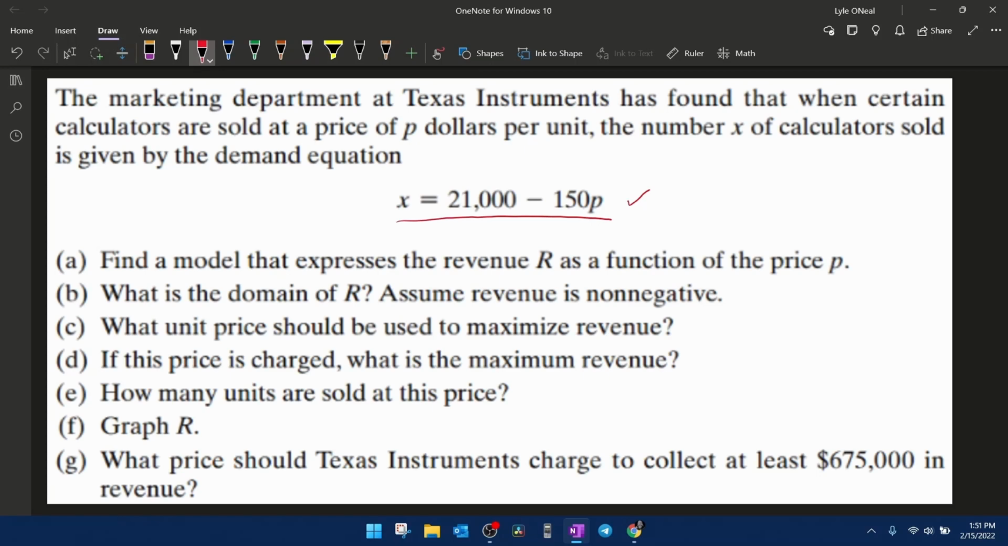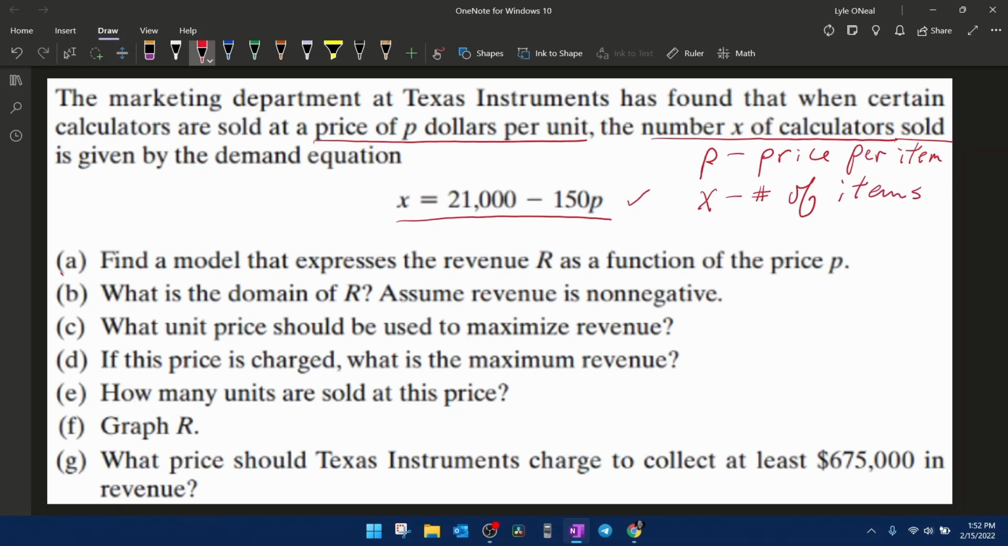First of all, it says the price of P dollars per unit is going to be the cost of a calculator. So we're going to make a note of that: P is the price per item. And here the item is a calculator. I'm going to use generic terms and say P is the price per item. We're also given the number X of calculators sold. So X is going to be the number of items sold.